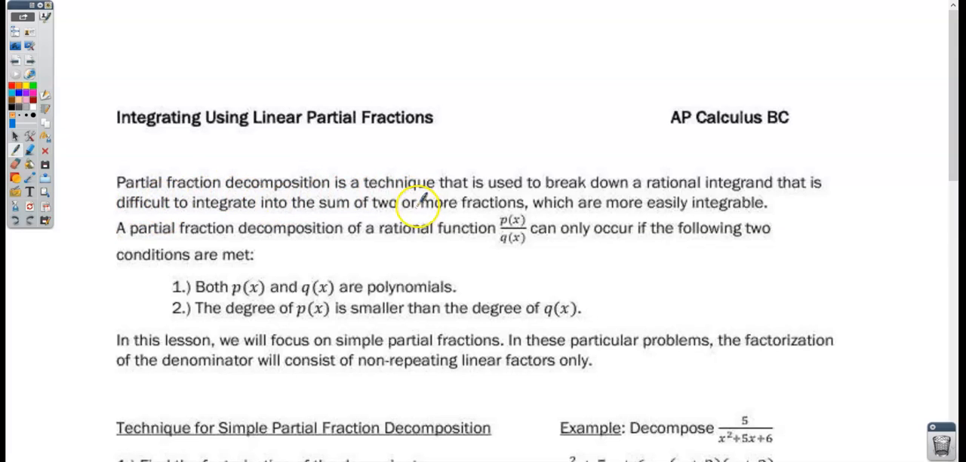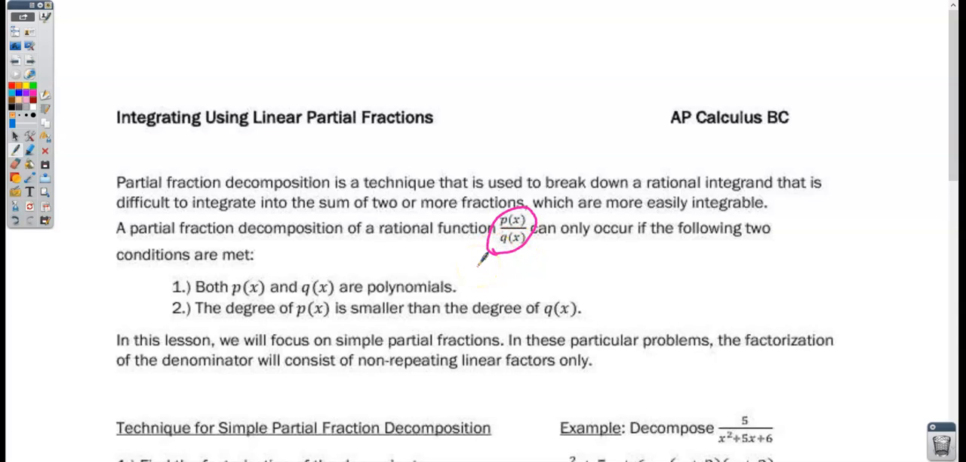Partial fraction decomposition is a technique that's used to break down a rational integrand that is difficult to integrate into the sum of two or more fractions, which are more easily integrable. We can do a partial fraction decomposition on p of x over q of x. Sorry, my brain started misfiring there. We can only do that if the following two conditions are met. Both of these expressions are polynomials. Okay, so we can't use partial fractions if we've got natural log of x over a polynomial. And the degree of p of x has to be smaller than the degree of q of x.